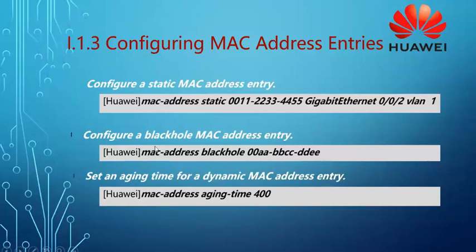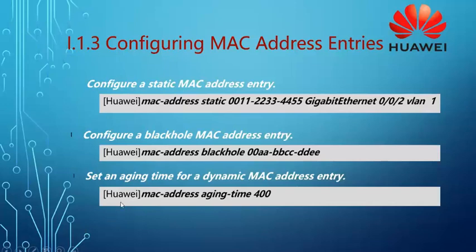The second command is how to configure a black hole MAC address entry. Okay, the command is mac-address blackhole, which is the type of this MAC address, and we specify just the MAC address, without the interface nor the VLAN.